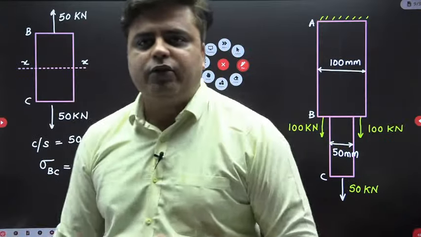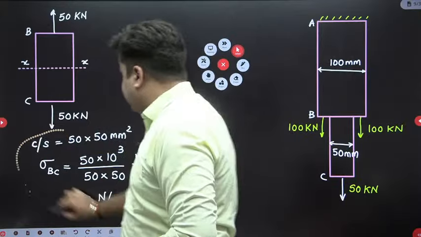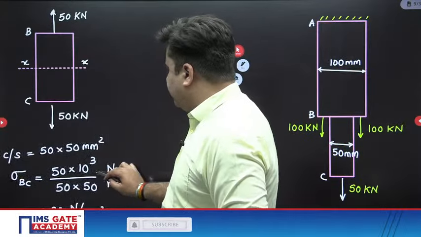Yes, sir is saying 24, 25. Yeah, absolutely correct, sir. So stress in the portion BC is 20 kilonewton per mm square.